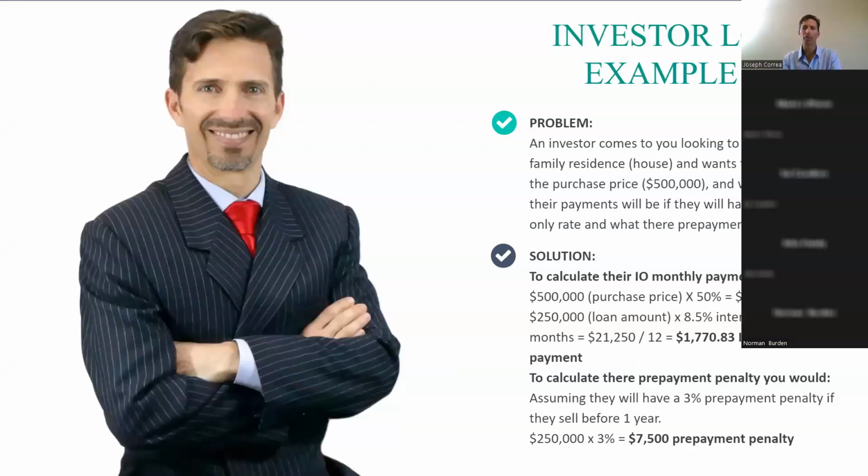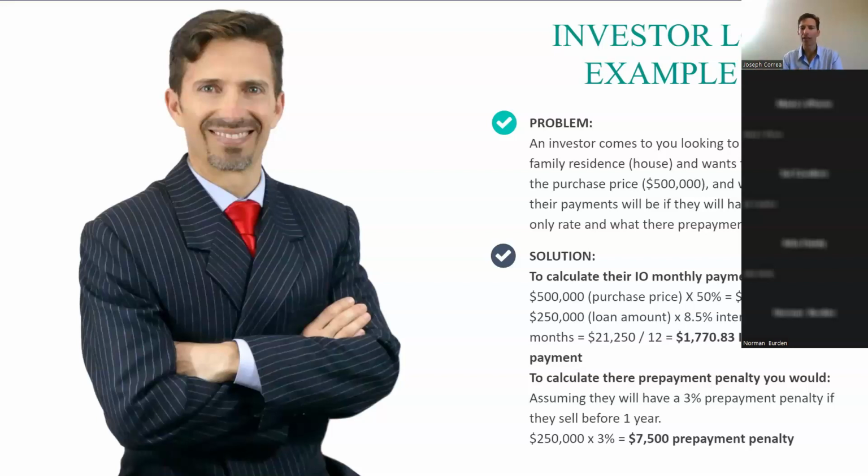And they want to know what their payments are going to be if they have an 8.5% interest only rate, and what their prepayment penalty is going to be. So more or less on almost all investor loans, the investors are going to have interest only loans. And how do you calculate interest only loans? It's actually very easy. You're going to take the loan amount and multiply it by the interest rate, and that's going to be their annual interest, and you're going to divide that by 12.